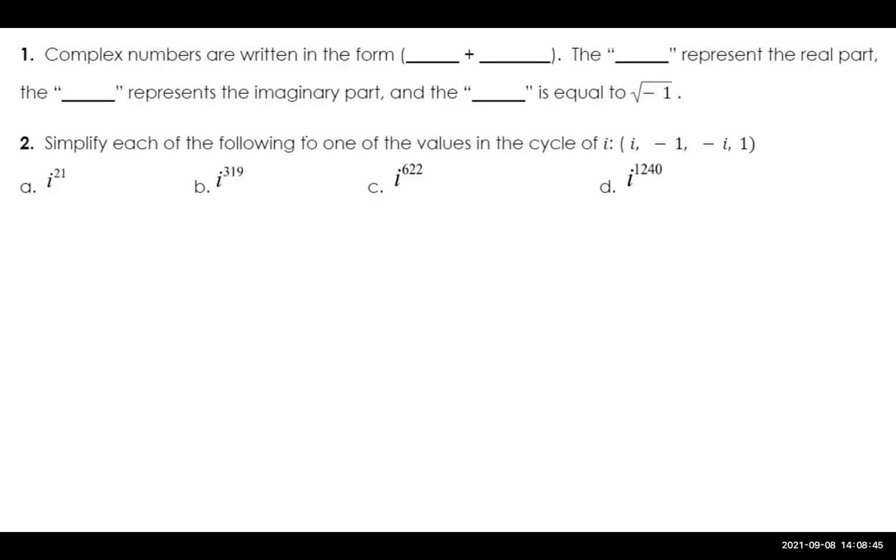Okay, so going over our Unit 1 study guide for quadratics and solving quadratics, starting with complex numbers. Complex numbers are written in the form A plus BI.